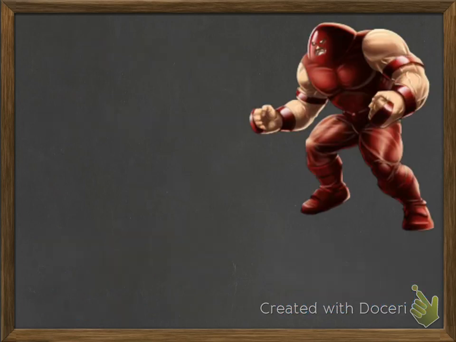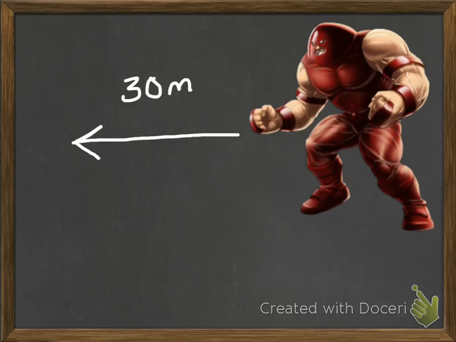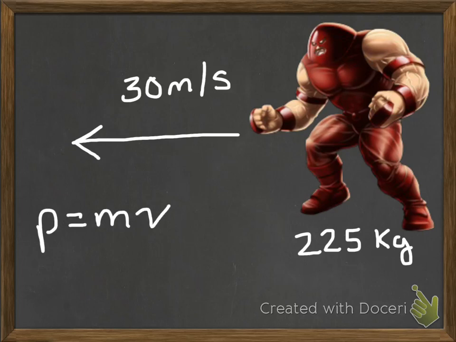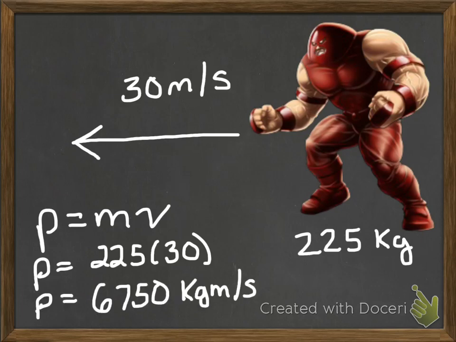So let's look at the Juggernaut. The Juggernaut is a villain, and let's say that he has a speed of 30 meters per second to the west, and he has a mass of 225 kilograms, and I want to find his momentum. So I would do that by using the equation P equals m times v, and that's going to be 225 times 30, and that's going to give me a final momentum of 6,750 kilogram meters per second.